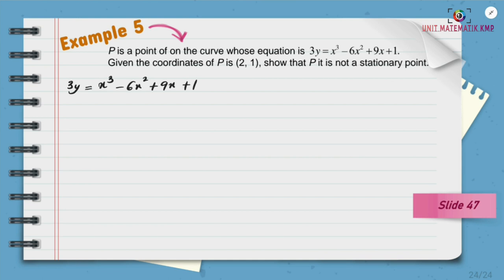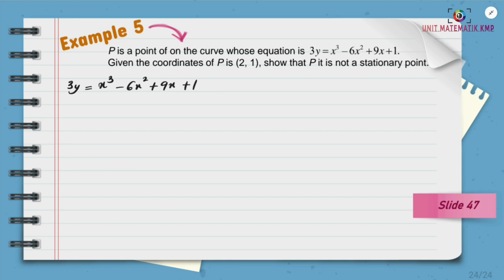For the last example, given P is a point on the curve whose equation is 3y equal to x cubed minus 6x squared plus 9x plus 1. Given the coordinates of P is (2, 1). Show that P is not a stationary point.